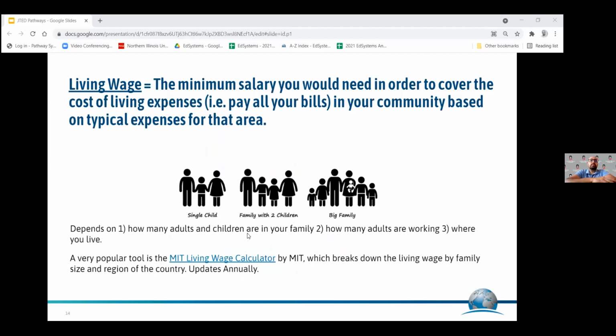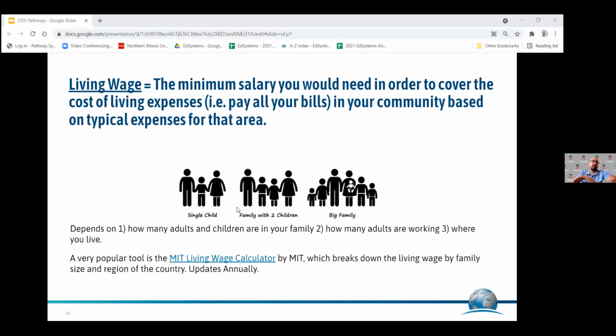Now, the living wage. How do you determine if the occupation you're benchmarking to pays a living wage? Living wage is the minimum salary you would need to cover cost of living expenses and pay all your bills in your community or in your state. That doesn't mean putting money towards savings or paying down debt. It's just the bare minimum you need to live and pay all your bills. Living wage will adjust based on whether you live by yourself, you're married with a spouse and a child, or you have a family with multiple children. So your living wage will adjust based on the size of your family.